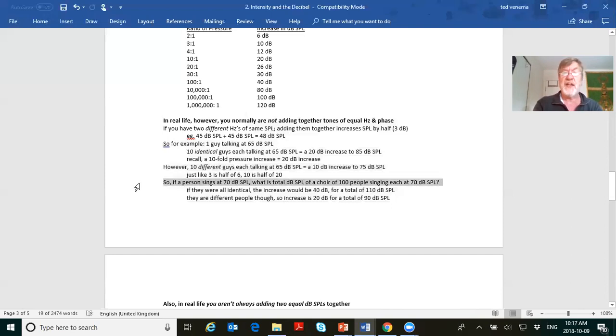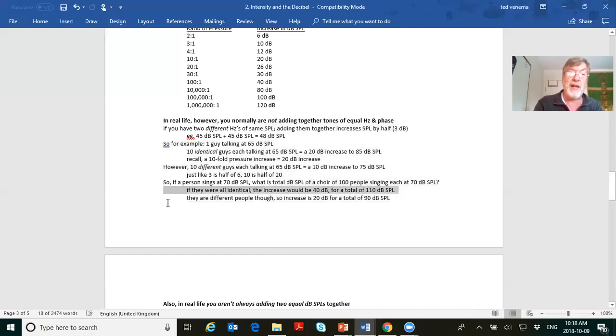If a person sings in a choir at 70 dB SPL, what's the total dB SPL of a choir of 100 people singing each at 70? Recall, they're not identical. If they were identical, the increase would be by 40 because a 100-fold pressure increase corresponds to a 40 decibel increase. So you'd have 70 plus 40 would be 110.